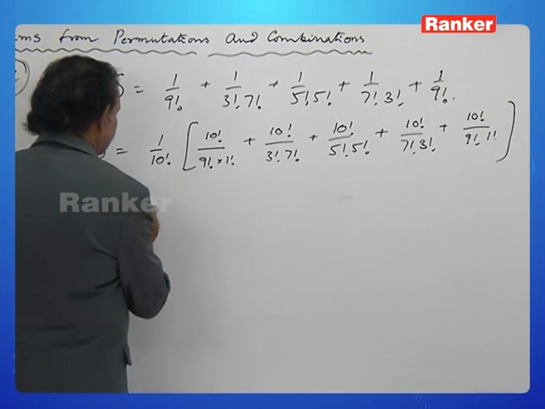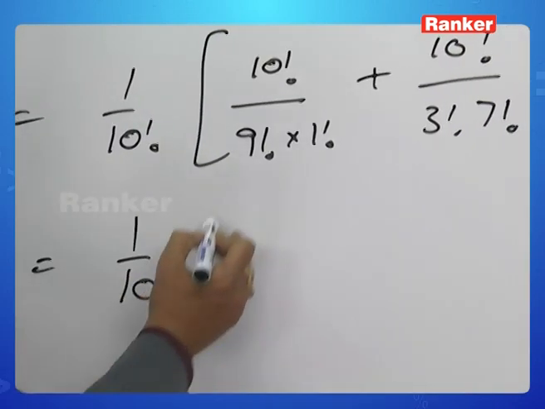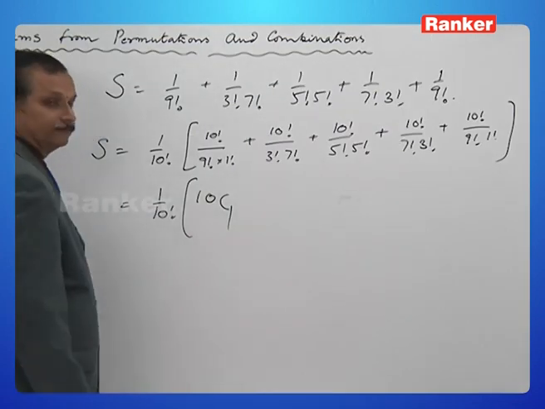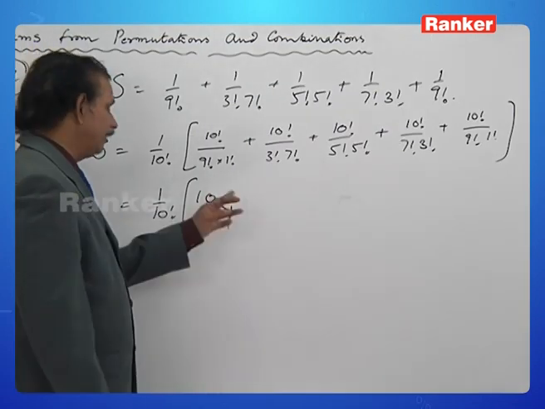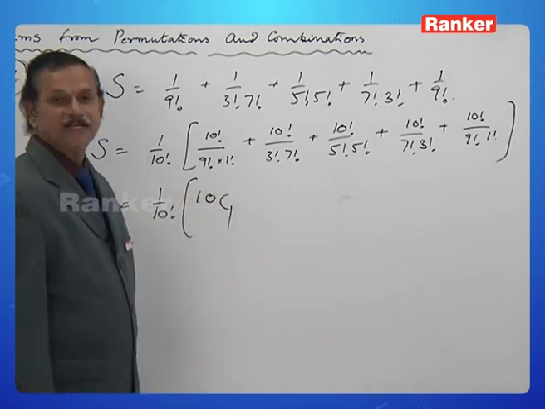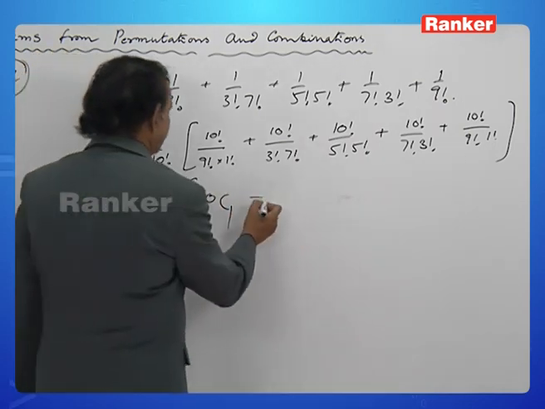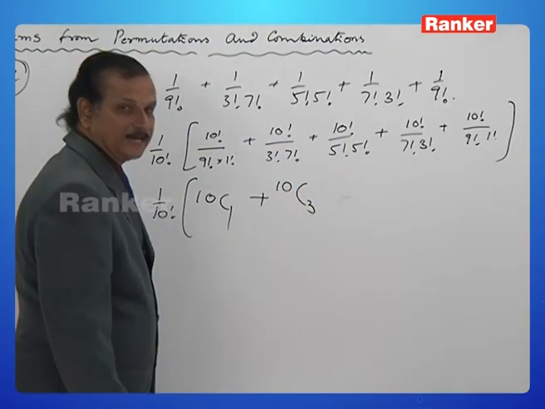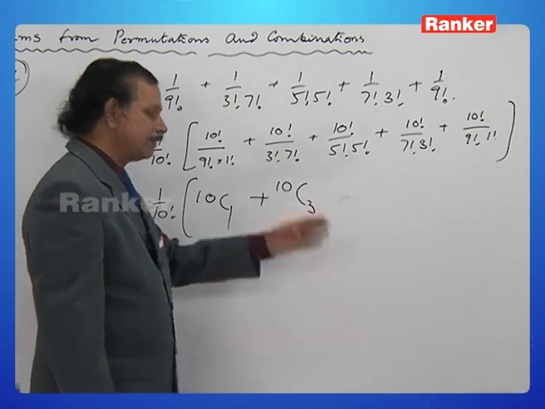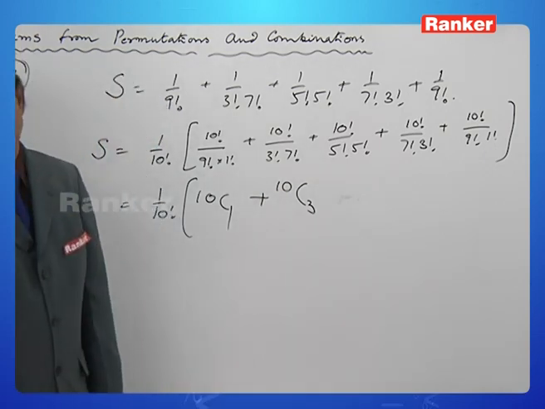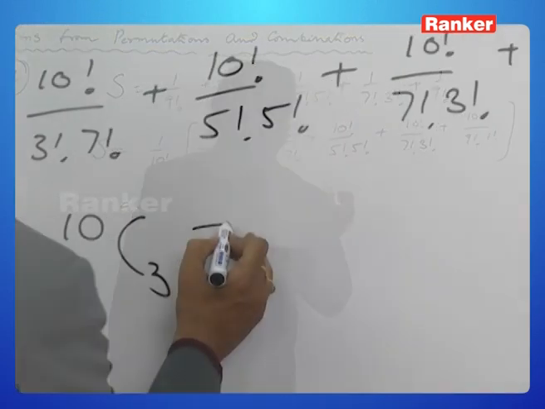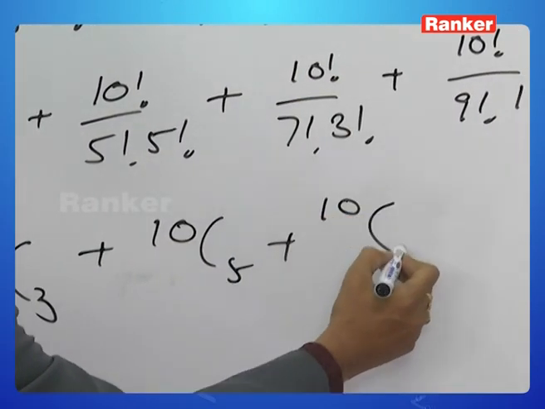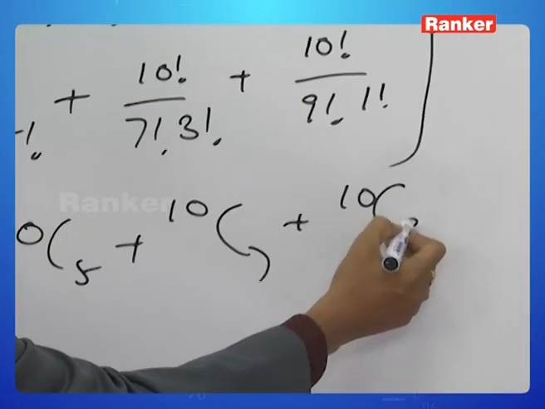This is equal to 1 by 10 factorial into, is it not 10C1? 10 factorial by 1 factorial into 10 minus 1 factorial. Plus, estimate this, is it not 10C3? 10 factorial by 3 factorial into 10 minus 3 factorial, that is 7 factorial. Proceed like that. This is nothing but 10C5. This is nothing but 10C7. And the last one is nothing but 10C9.